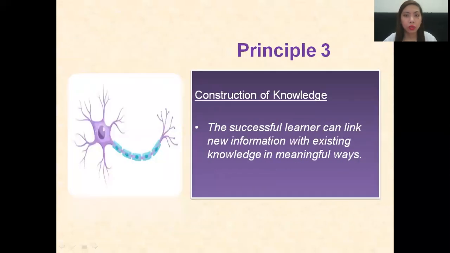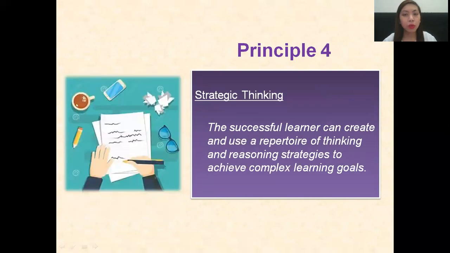Principle 3 is the construction of knowledge. The successful learner can link new information with existing knowledge in meaningful ways. Now, the nature of these links can take a variety of forms, such as adding to, modifying, or reorganizing existing knowledge or skills.